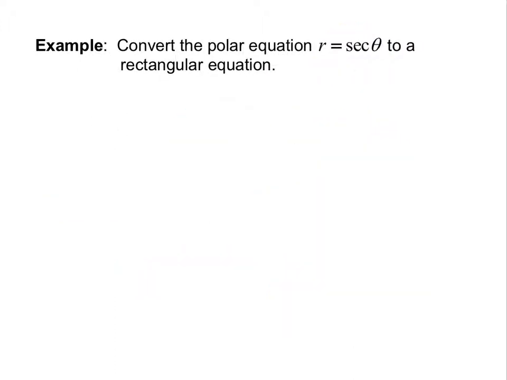Okay, let's take a look at an equation that has both r and theta in it and change it to rectangular coordinates. Okay, so let's see. I know that x equals r cosine theta, y equals r sine theta, tangent of theta equals y over x, and x squared plus y squared equals r squared. Those are my tools. So I need to find something that I can substitute. Now, notice that none of these have secant in them.